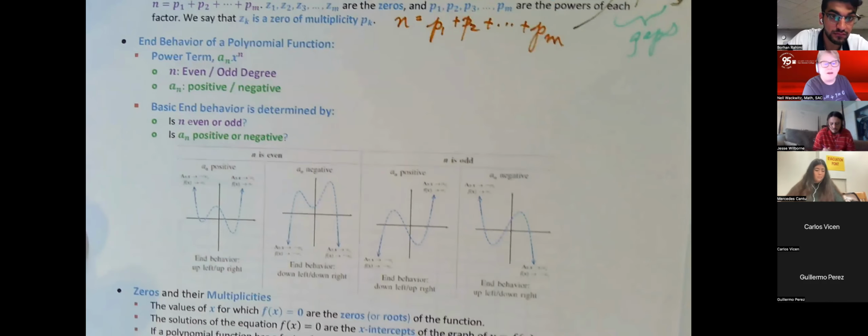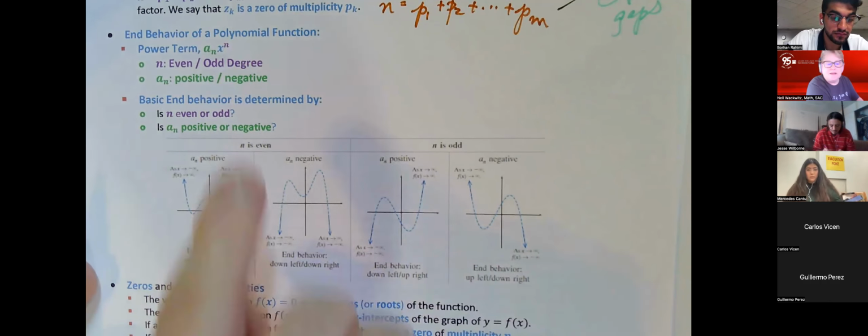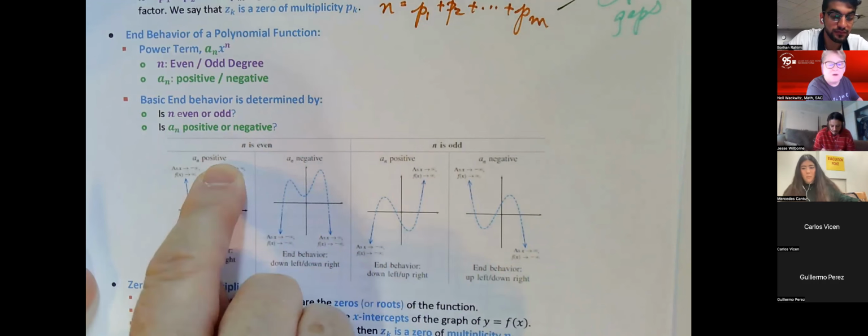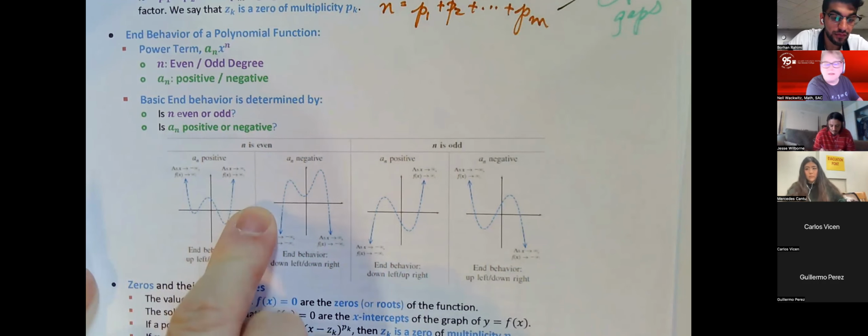This is the graph that I want you to keep with you. If n is even and a sub n is positive, the graph will go up to the left and right.